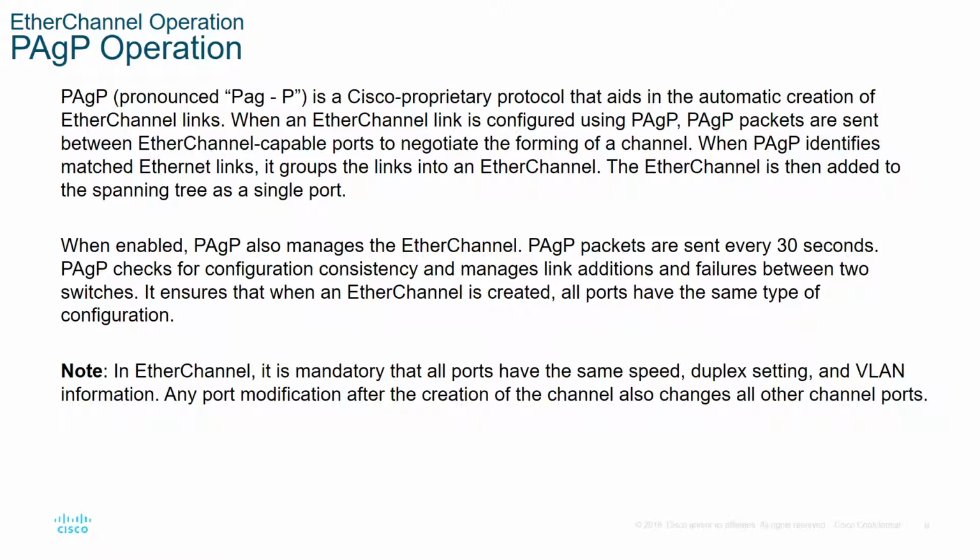PAgP packets are sent every 30 seconds. PAgP checks for configuration consistency and manages link additions and failures between two switches. It ensures that when an EtherChannel is created, all ports have the same type of configuration. Note, in EtherChannel, it is mandatory that all ports have the same speed, duplex setting, and VLAN information. Any port modification after the creation of the channel also changes all other port channels.